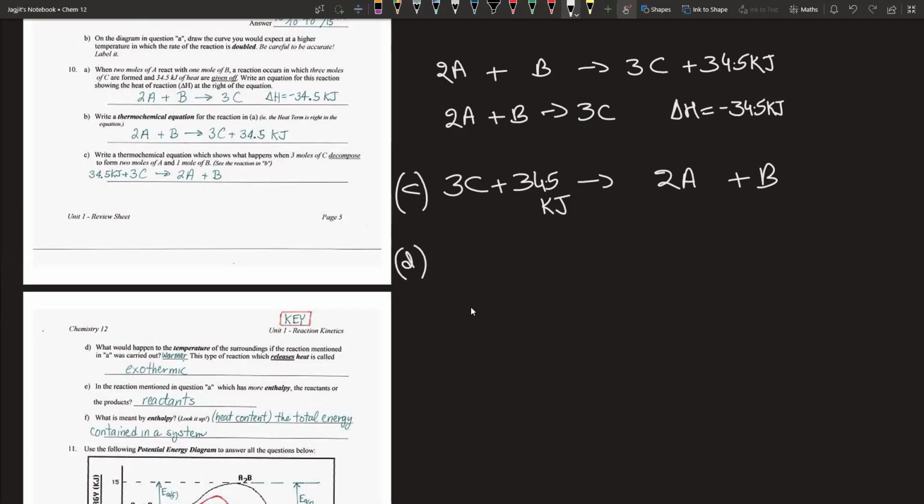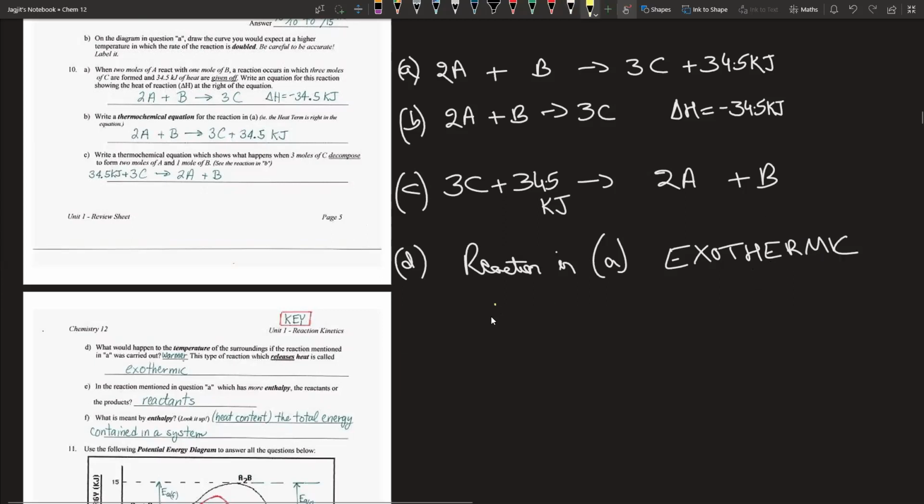So in the next part, they're saying, what would happen to the temperature of the surroundings if the reaction mentioned in part A was carried out? What will happen to the surroundings? Well, your reaction in part A is exothermic, right? So what do you think will happen to the surroundings? Get warmer. Exactly. Surroundings get warmer. Okay?